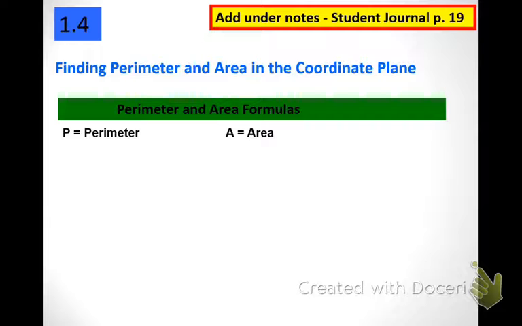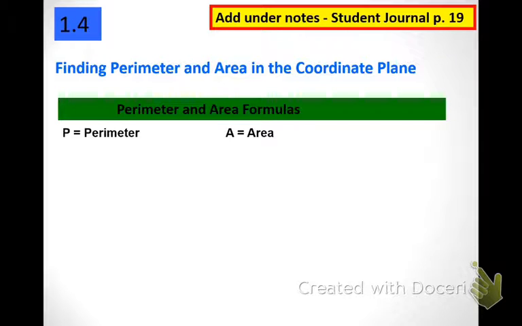Here's what I want you to know. Flip to the next page. To find the perimeter of any object, what do we do? Nope. There's no formula. Well, there is a formula. Pause. You add all of the sides. Write it down. Add all of the sides.